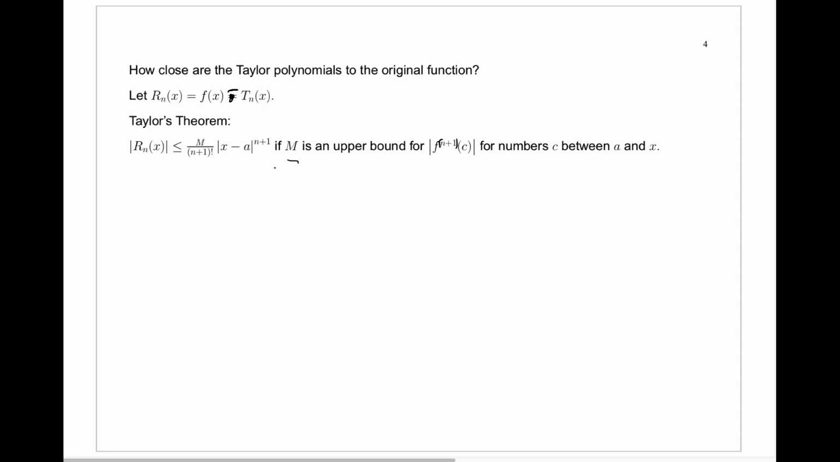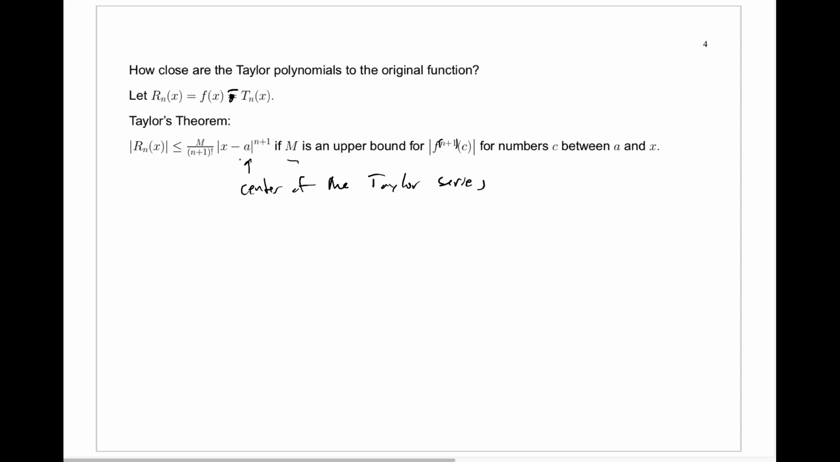So if the n plus first derivative is negative, we need the absolute value, the largest magnitude of the n plus first derivative. So if somehow you have an idea how big that n plus first derivative can be, you don't need to know exactly what it is, just an upper bound, some number which the n plus first derivative is not bigger than. Then you just divide by n plus 1 factorial and multiply by x minus a to the n plus 1. Remember here, a is the center of the Taylor series.